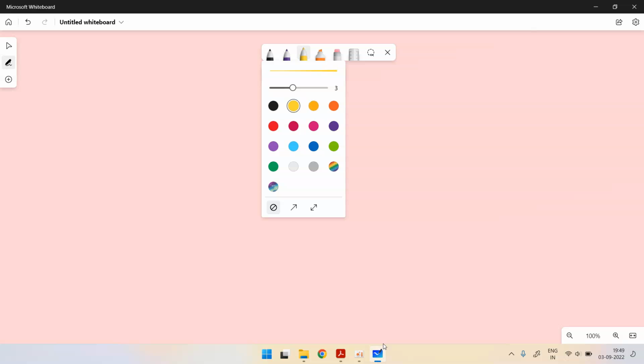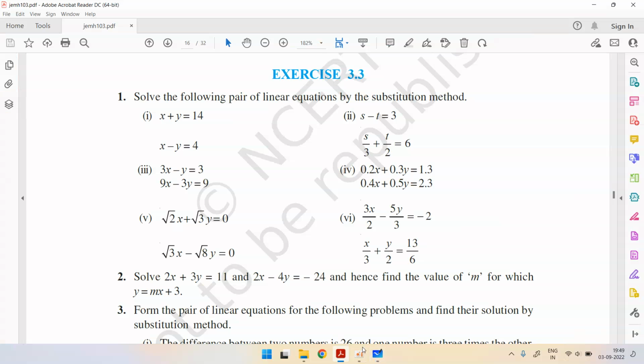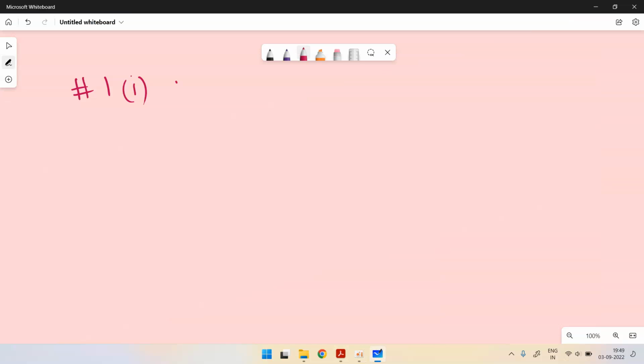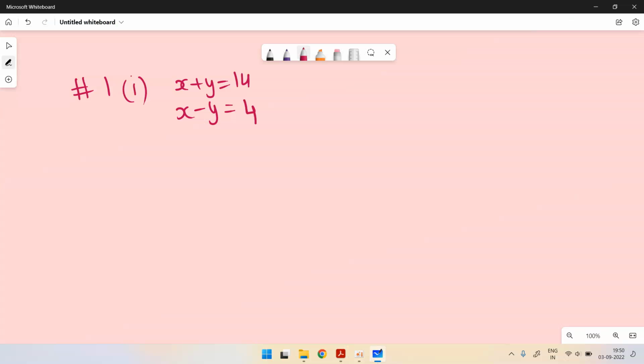I'm doing question number 1, first part. What are the equations? x plus y equal to 14, and x minus y equal to 4. And this 4 is given. Now by using the substitution method. Now this is 1, this is 2. You can see that from 2 it is much easier, though anyone you can solve.